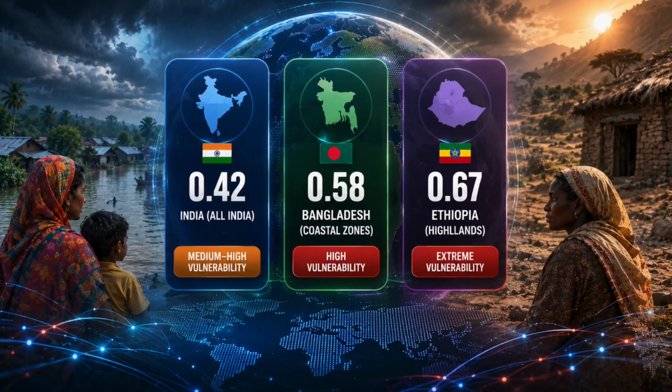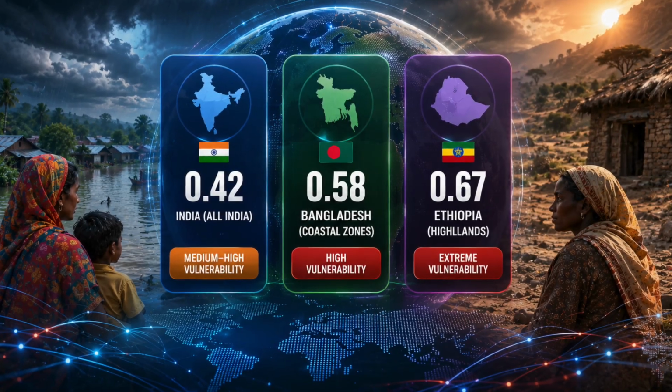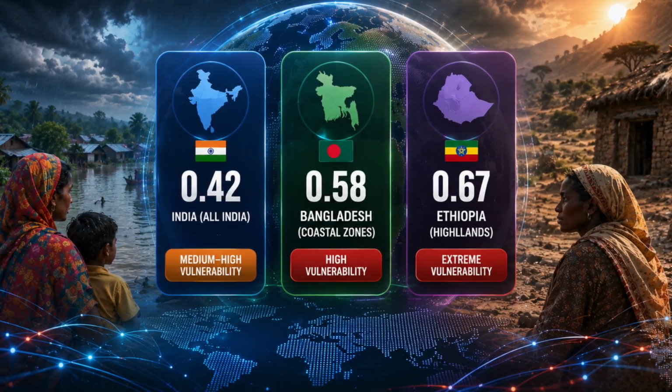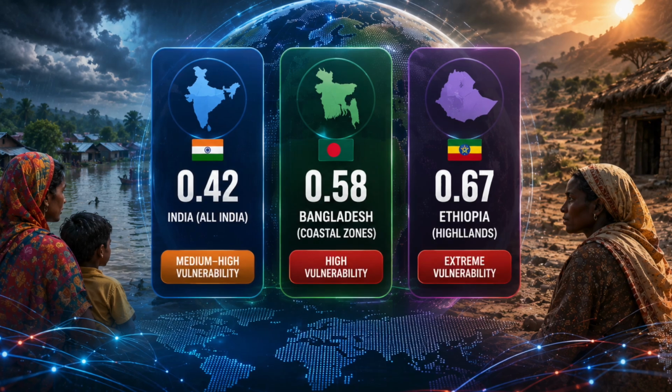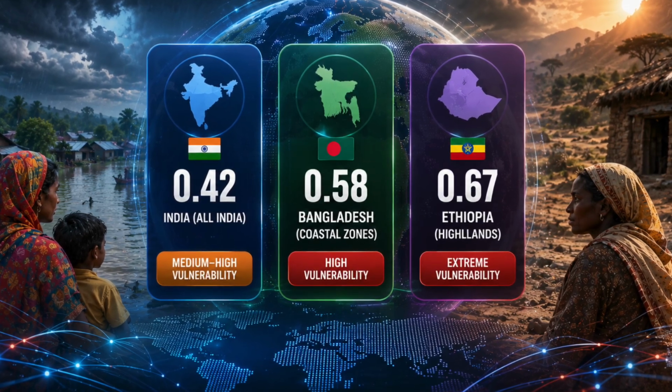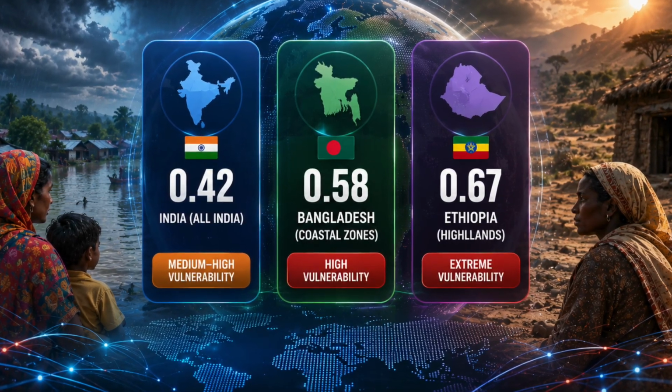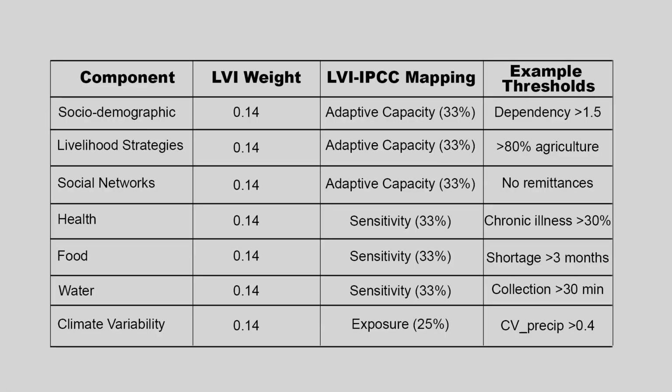According to the assessment, the Indian average is 0.42, Bangladesh coastal zones average 0.58 and Ethiopian highlands 0.67, which is extreme. So I have shown you the sensitivity indexes, that is of 3 levels like medium, high and very high. Now you can refer to this particular table to understand how the calculation has been done.